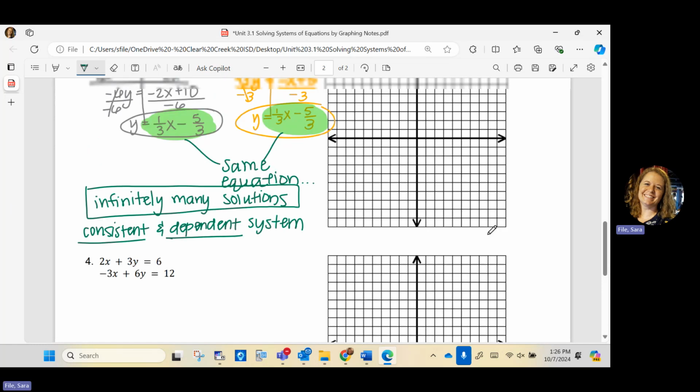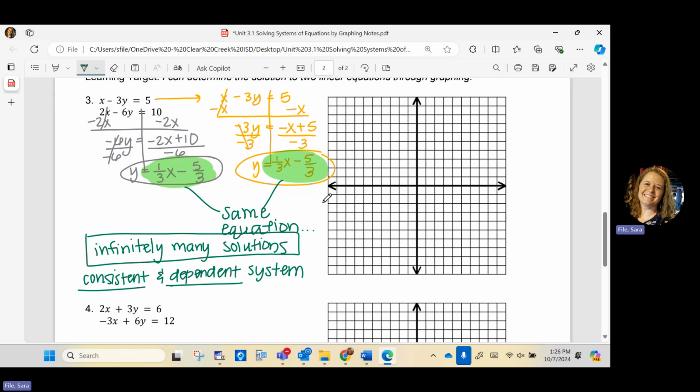I'm not even going to bother graphing in this case because I can see the equations are identical and they're going to intersect everywhere. I don't even have to have a visual of it if I can see it's the exact same equation. So far, so good?